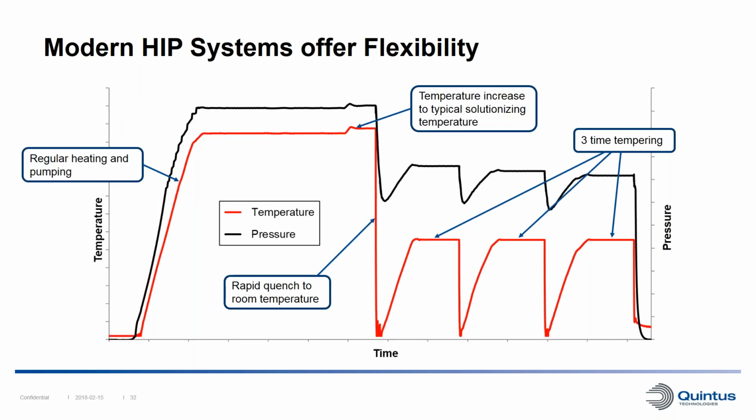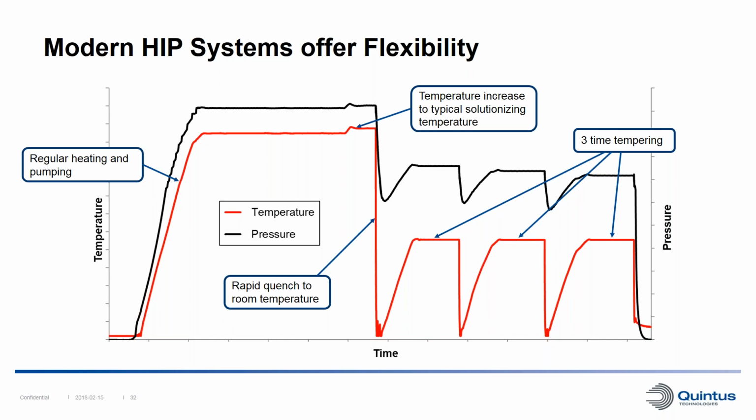To finish off, I also want to present this graph. So this is pretty much to show the flexibility of a modern HIP system. This is a combined HIP and hardening heat treatment cycle for a tool steel, and it's run as a conventional HIP cycle and the conventional heat treatment recipe combined.